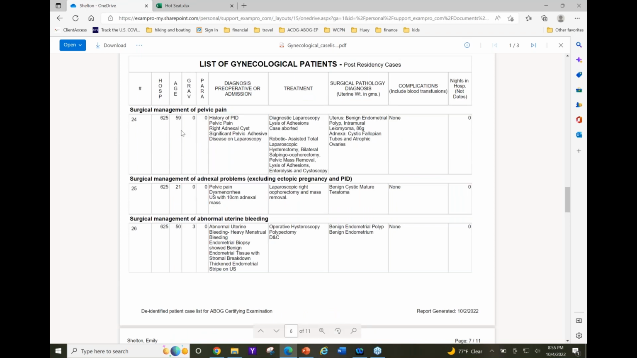Okay, let's talk about case number 24. You operate on this patient twice. I did.